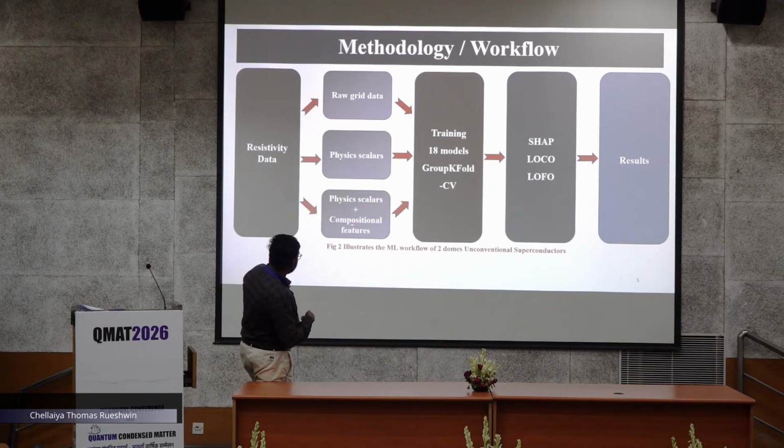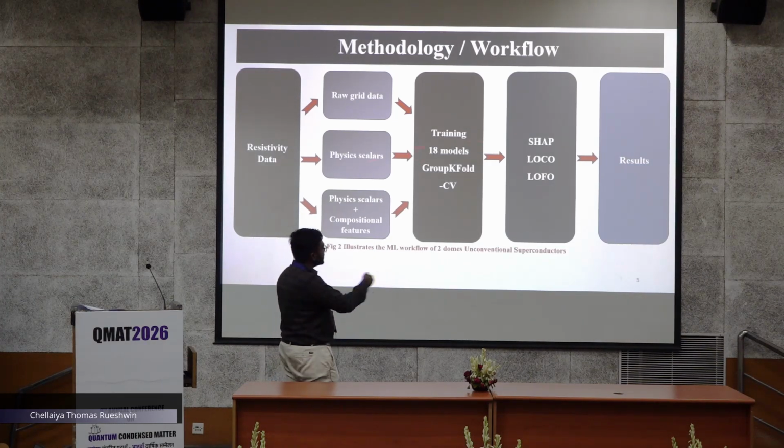Along with that we also used compositional features. So what happens is, first with the registered data we train with the raw grid, followed by SHAP and the result. Then the second workflow, which is only with physical scalars, does the same thing.